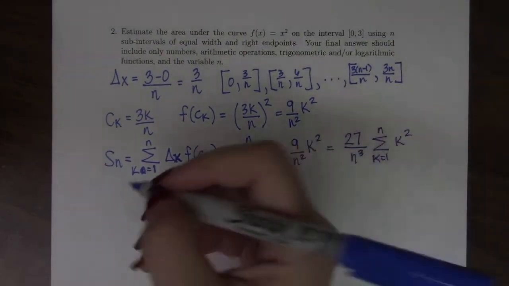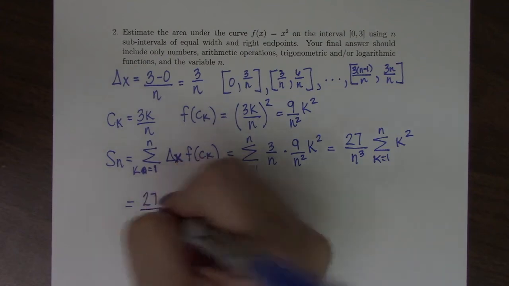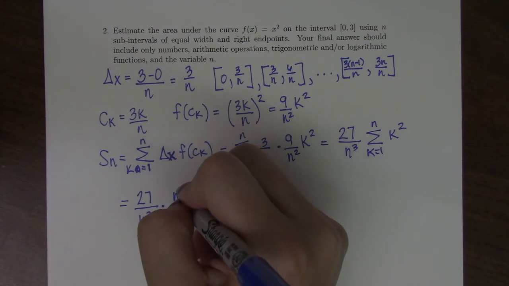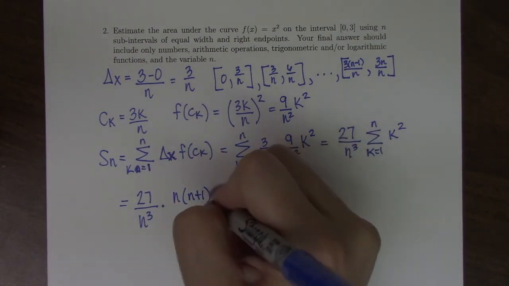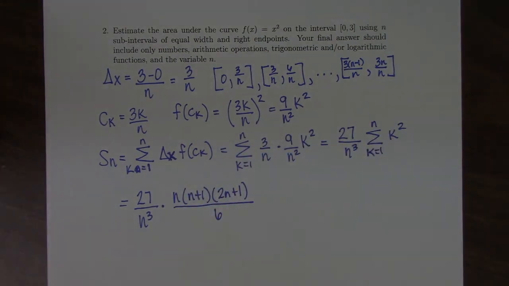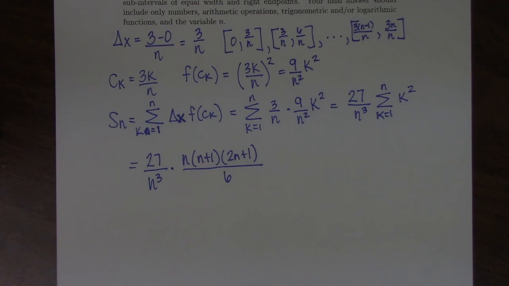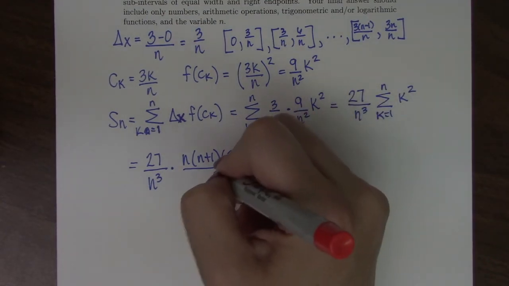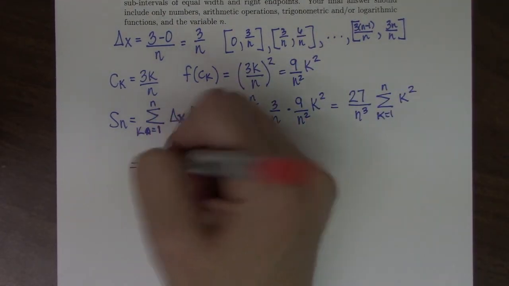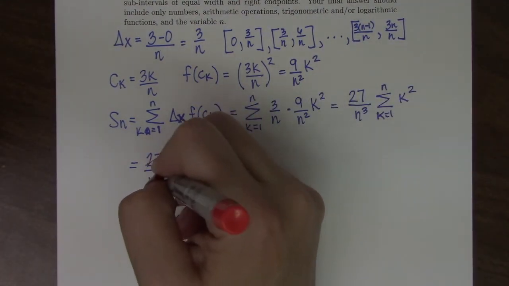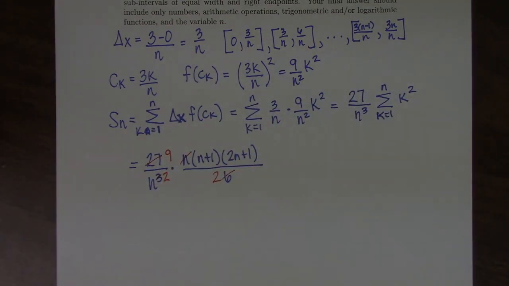So I have a formula for this. So 27 over n cubed is going to be times n times n plus 1 times 2n plus 1 all over 6. And usually we want to simplify this down as far as we can. So 6 is divisible by 3, and 27 is divisible by 3. So if I divide each of these by 3, I'm going to get 9 halves. Then I can cancel one of these n's with one of these n's and get n squared.